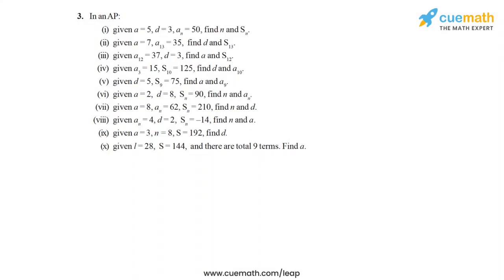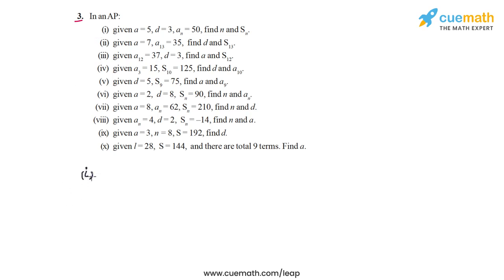Question 3 of this exercise is kind of a long question. There are 10 parts in this question. In each part, we are given some parameters of an arithmetic progression and we have to find some other parameters. So let's go one by one and solve each question.